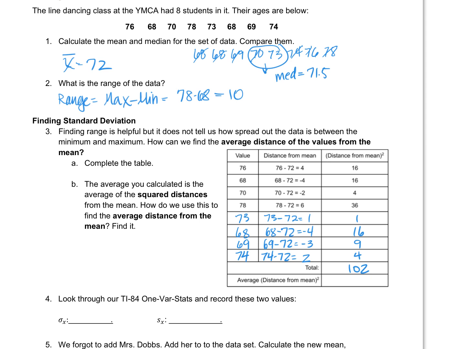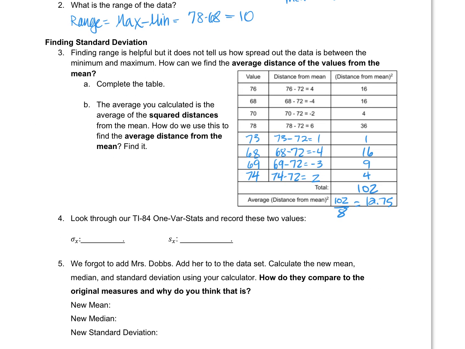Total is 102. Yes, it is. Okay, then what would I need to do to the 102 to find the average? Divide by the 8 pieces of data, right? So 102 divided by 8 gives me 12.75. That's the average distance from the mean. But that's not standard deviation. Standard deviation goes one step further. It's going to take the square root of that.